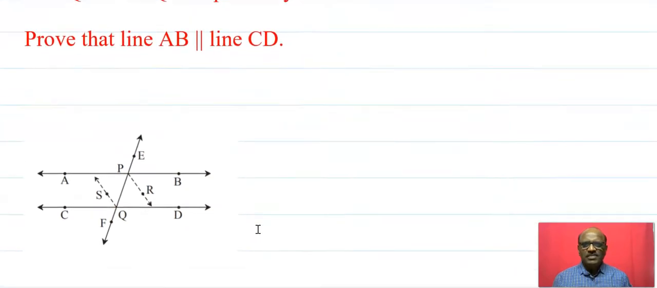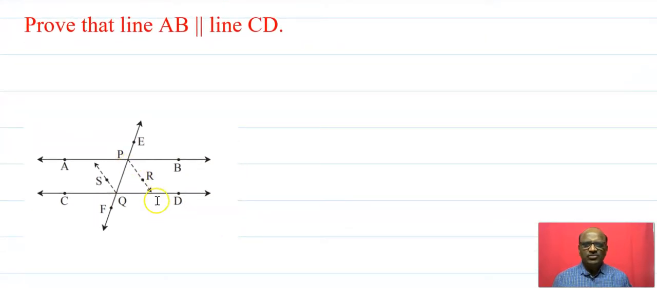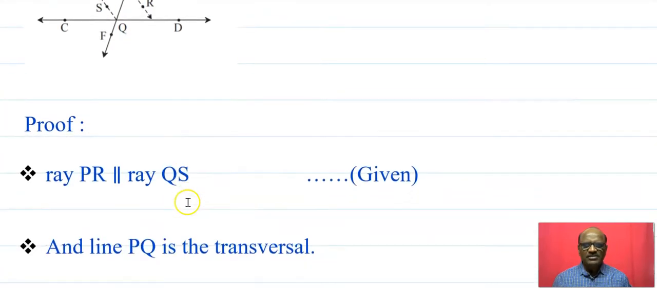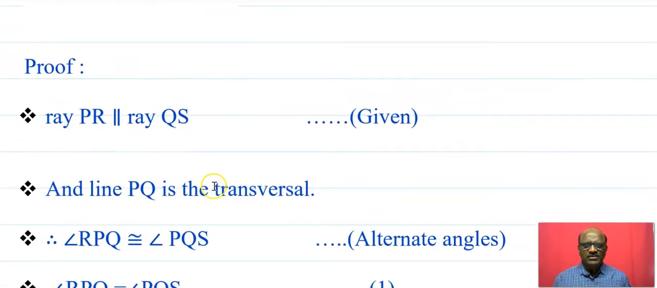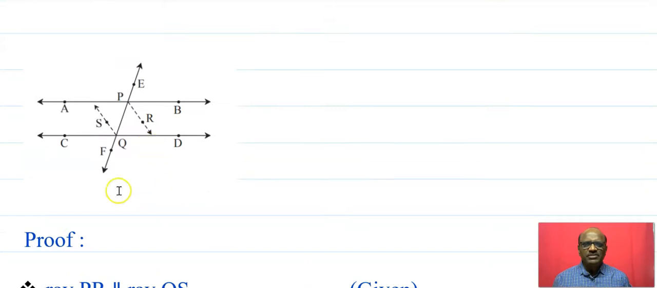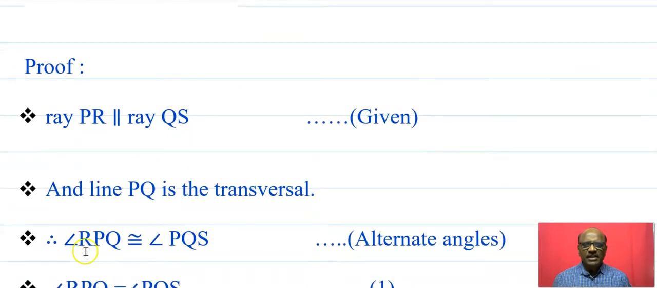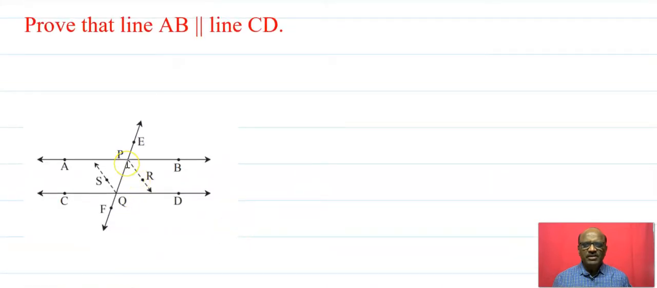Now see this here, again I will repeat. These two bisectors are parallel. Now we want to prove that line AB and line CD are parallel. As these two bisectors are parallel, PQ is their transversal. Now we'll take here the alternate angles. Ray PR is parallel to ray QS, which we have given. Line PQ is their transversal. Therefore, angle RPQ is congruent to angle PQS.